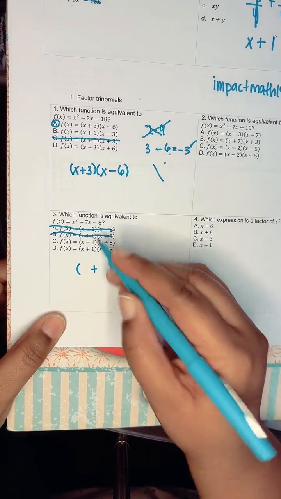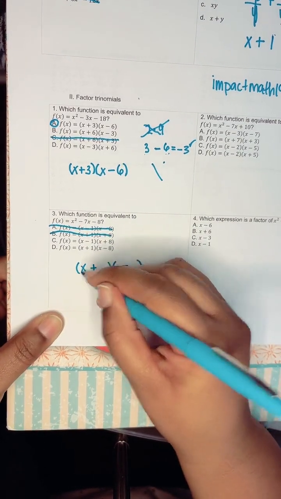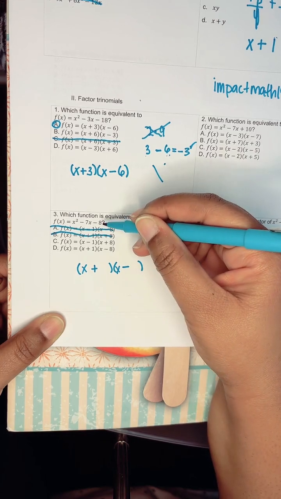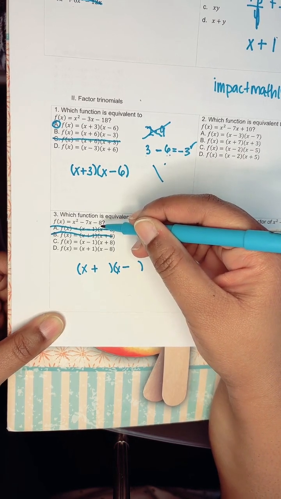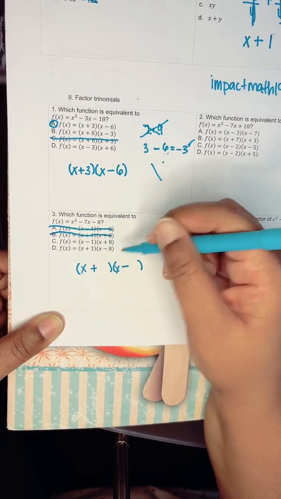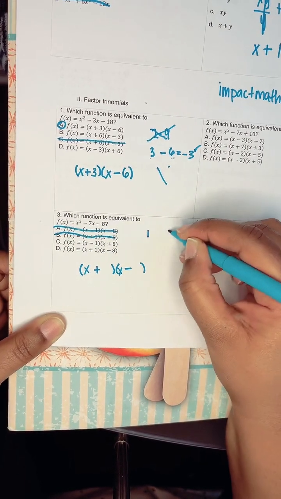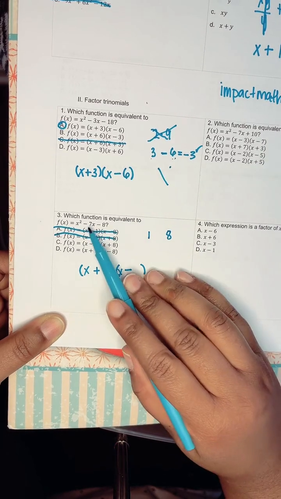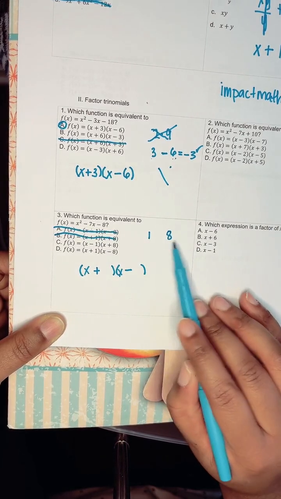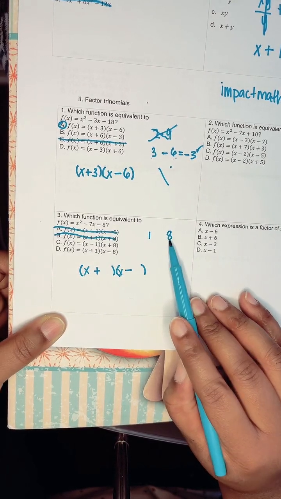All right, now we go. Okay, what times what gives us x squared? X and x. What times what gets us 8? We're not saying no 2 times 4. We don't have a 2 and a 4 here. They only gave us a 1 and an 8, right? So that's what we're going to use. When our middle term is negative, right? Which one has to be the negative? Is it the 1 or the 8?